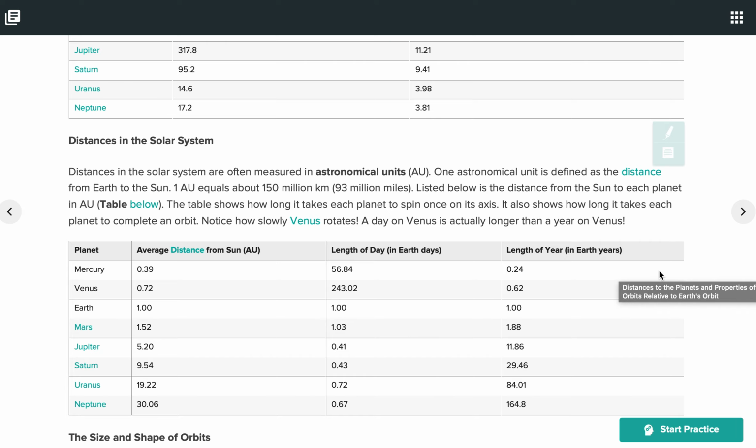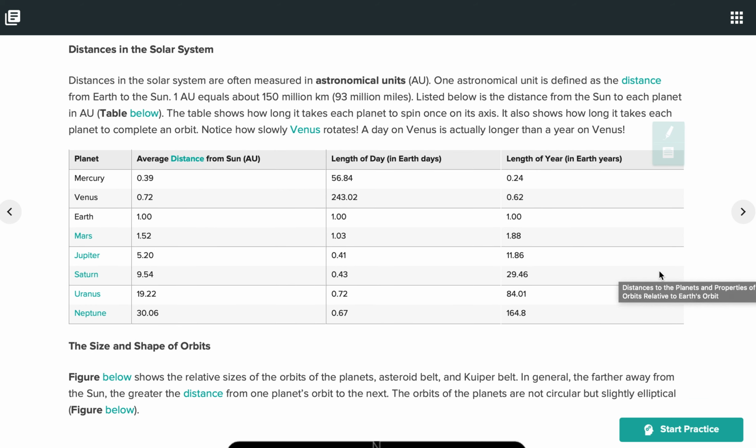The table shows how long it would take each planet to spin once on its axis. It also shows how long it would take a planet to complete an orbit. Notice how slowly Venus rotates. A day on Venus is actually longer than a year on Venus.